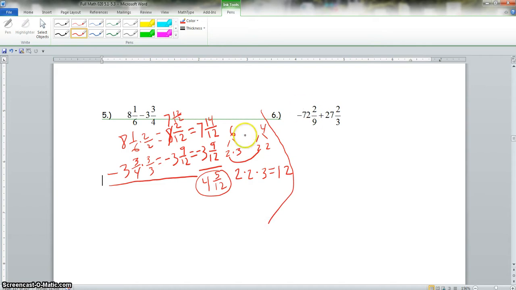Now, for problem number 6, we have a negative 72 2/9 plus 27 2/3. We know we have to subtract. And we know because 72 is larger than 27 that our answer is going to be negative. So we could write this like it's a traditional subtraction problem, but we know at the end our answer is going to be negative.